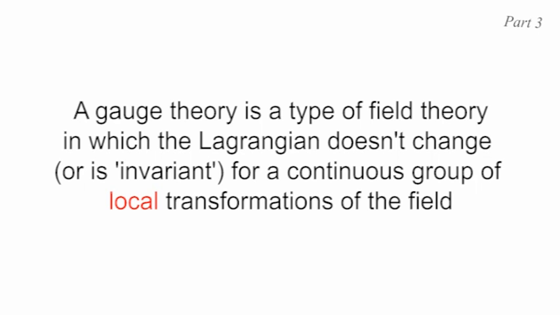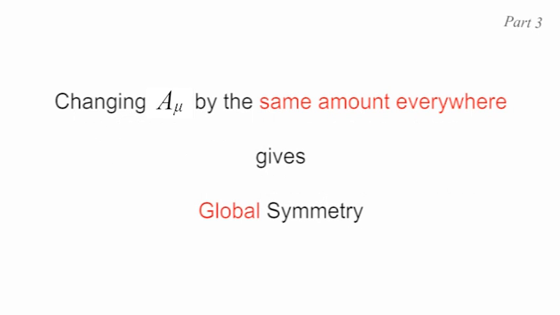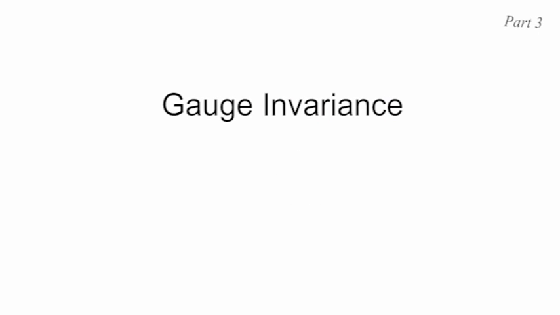If I was simply to transform the field A by a constant amount everywhere in space, that wouldn't be particularly local. And even though the measured quantity stayed the same, we could only say that the underlying field had global symmetry. Global because everywhere had been changed by the same amount. But that's not enough for gauge invariance.